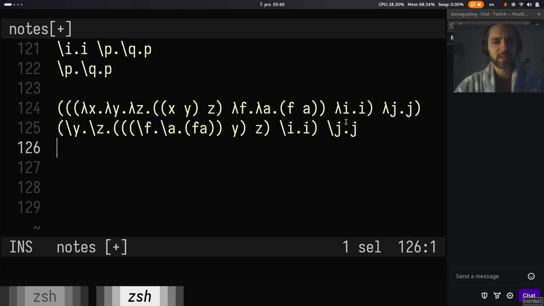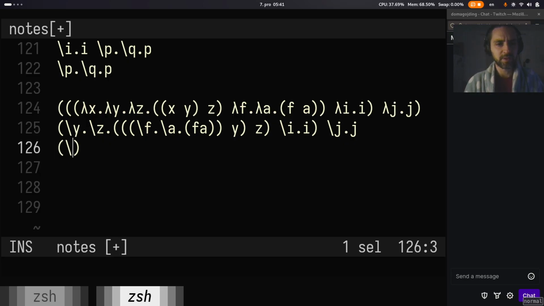And then we're going to apply lambda j instead of z. Let's do that in one step. So we're going to substitute lambda I dot I for the y and j for the z. So that means we're going to be left with, let's do it first without lambda f.